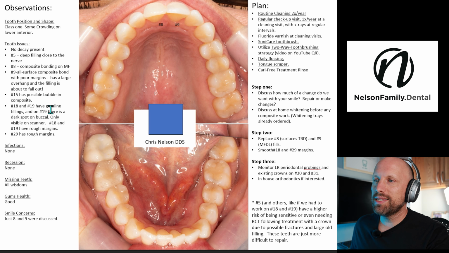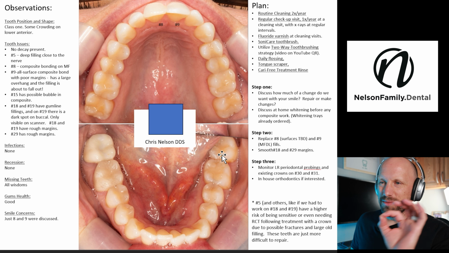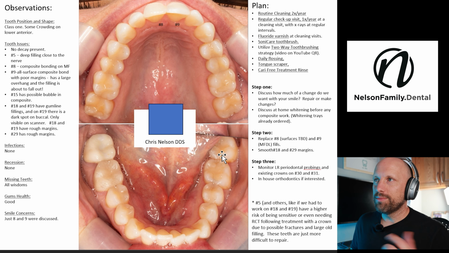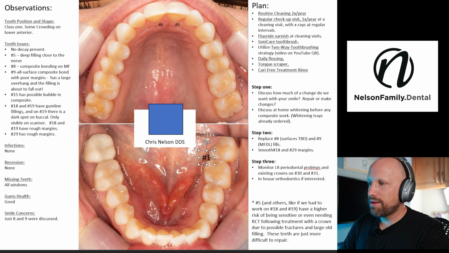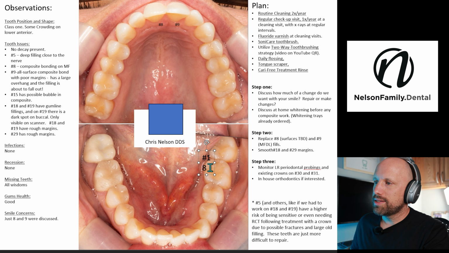Tooth number 18 and 19 have gum line fillings. And there's a dark spot on the margin. The margin is where the filling material meets the tooth. And so number 18 and 19, we'll talk about that with the patient. Let's add a tooth number here again.